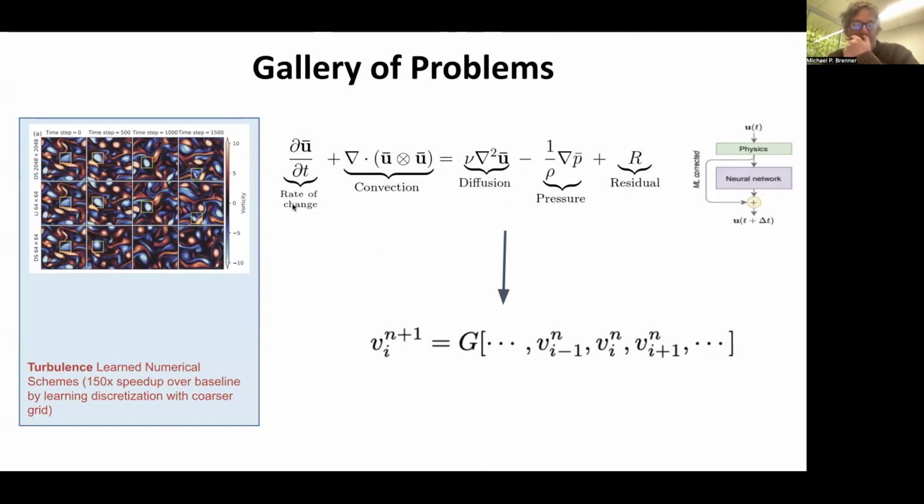This is a figure from the turbulence paper. The paper is really about 2D turbulence, and we, for example, were able to find discretizations that allowed you to maintain accuracy but speed up the code by a factor of 100, which is pretty significant actually. It was basically about learning this update rule. We would use high resolution solutions as training data, but we would then learn on a coarser grid.